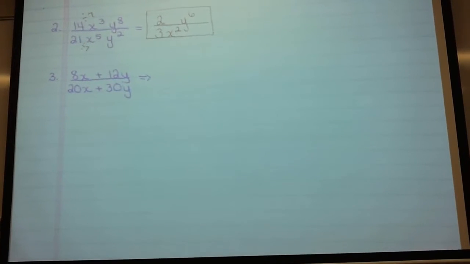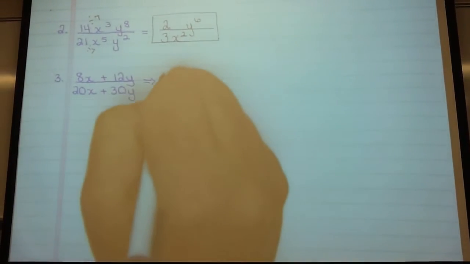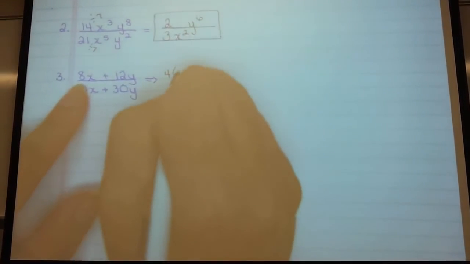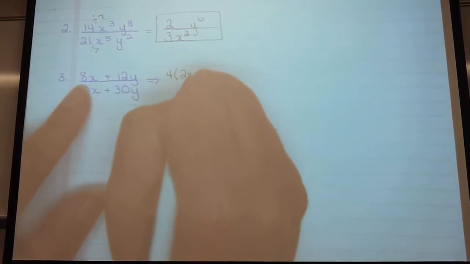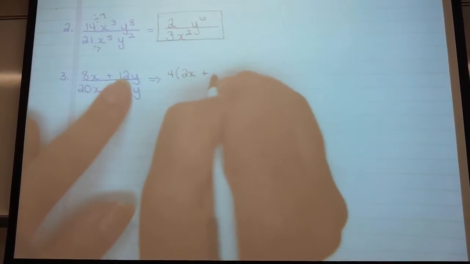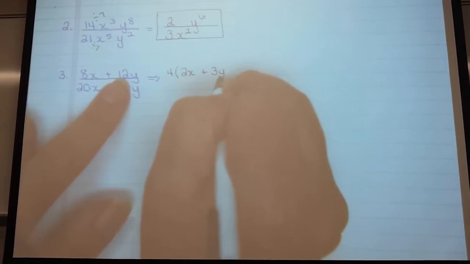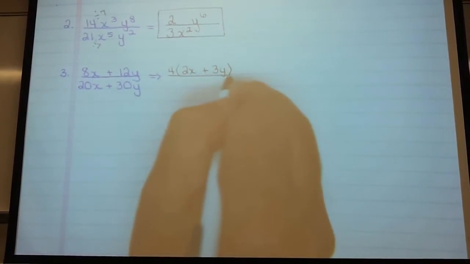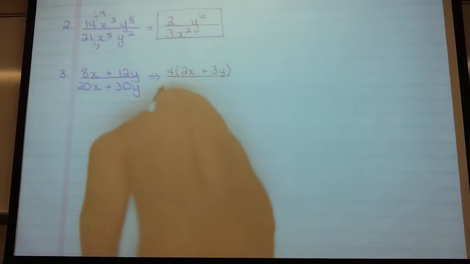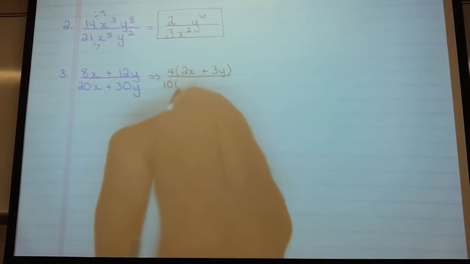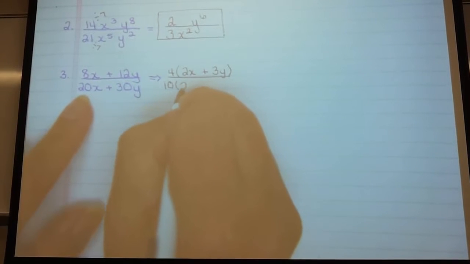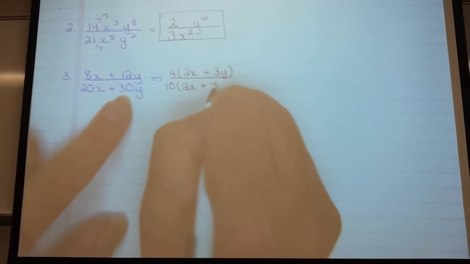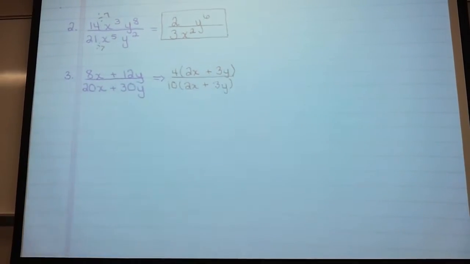What's your common number on top? 4. So if I take a 4 out, 4 goes into 8 2 times with an x, plus 4 goes into 12 3 times with a y. So you have to factor. Then in the denominator, what's your common number? 10. So 10 goes into 20 2 times with an x, plus 10 goes into 30 3 times with a y, and we go, yay, they cancel.